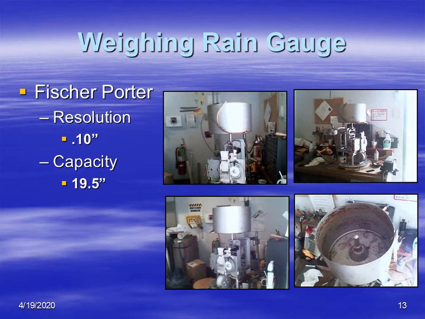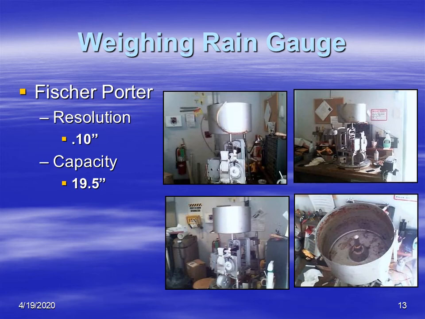Also, this is the actual weighing bucket right there with a shaft that goes into a pressure transducer. So it's actually a somewhat technical type device. The resolution on the Fisher-Porter is 1/10 of an inch, and it has a capacity over a month to collect close to 20 inches, 19.5 inches of precipitation.